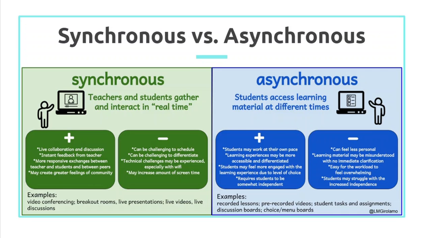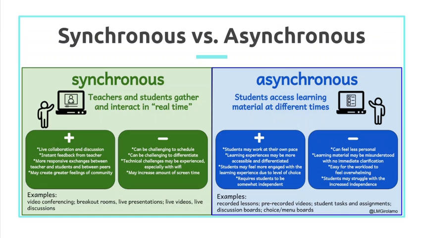A quick review of both synchronous and asynchronous instruction in a digital space. Both types of these will occur this year, and it's up to us to create the positive aspects of each while mitigating any negatives. In synchronous instruction, teachers and students gather together and interact in real time. These are going to be your sessions in Blackboard Collaborate or Google Meet. Asynchronous options are going to be when students access learning and material at different times. So you can see the positives and negatives of each.